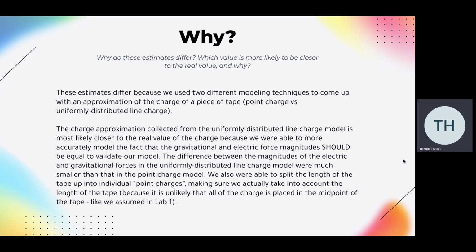This is likely because these are two different modeling techniques to come up with an approximation of a charge. And the value that's likely closer is the line charge model value, just because we're more accurately able to see that the gravitational and electric force magnitudes are equal. And we see that we're able to actually split the length of the tape up into more individual point charges to account for the actual length and distance of the tape, which is not what we did in lab 1, likely making sure that the line charge model is more accurate.